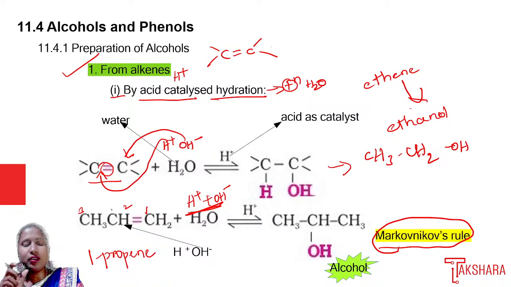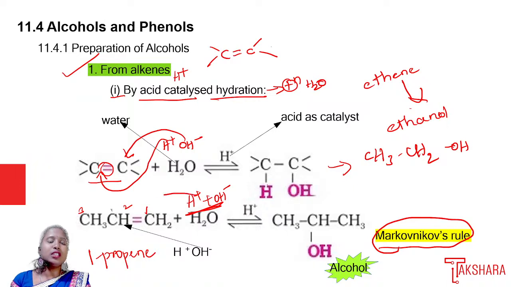So among the doubly bonded carbon atoms, the carbon with fewer hydrogen atoms, OH minus goes and attacks that carbon atom, and to the other doubly bonded carbon atom, the H plus ion goes and attacks. So now this H plus is going to attach to this carbon and OH minus is going to attach to the second carbon atom, so that this double bond is converted into single bond.